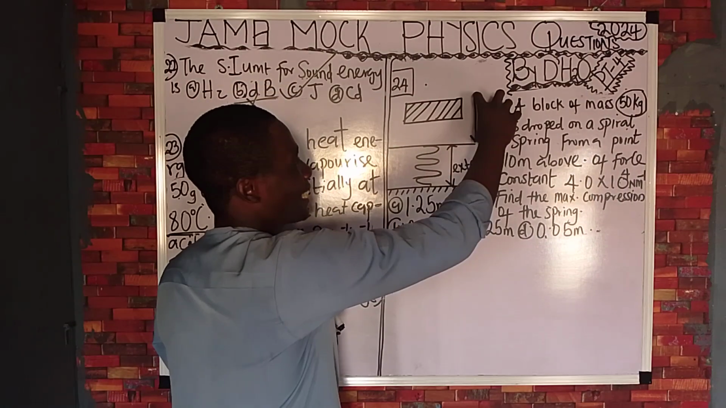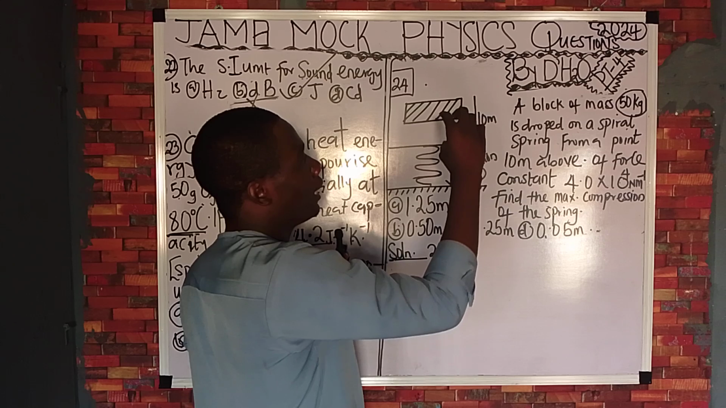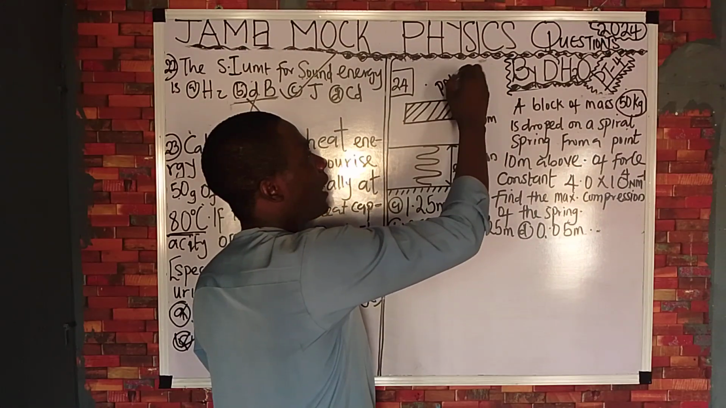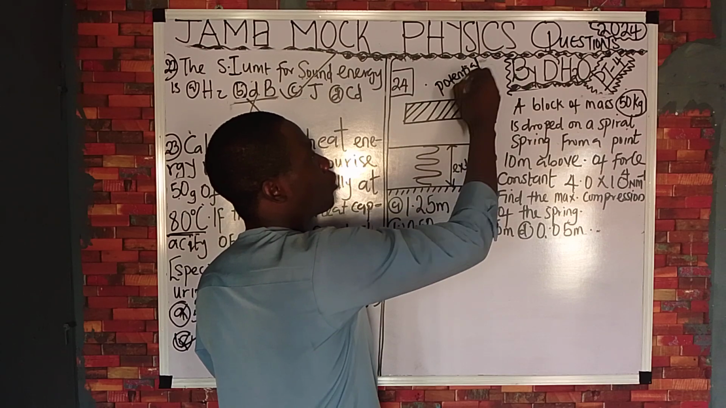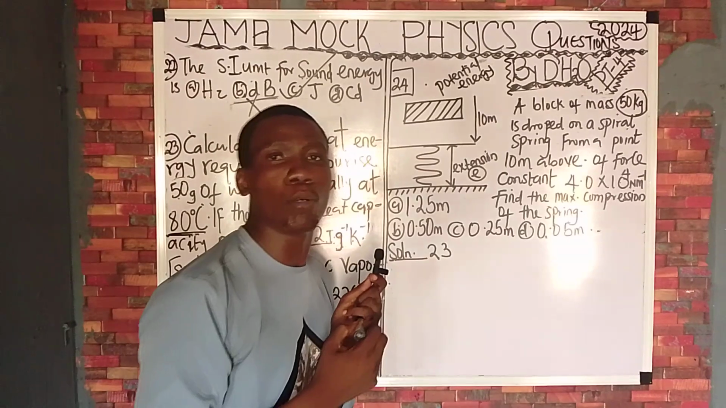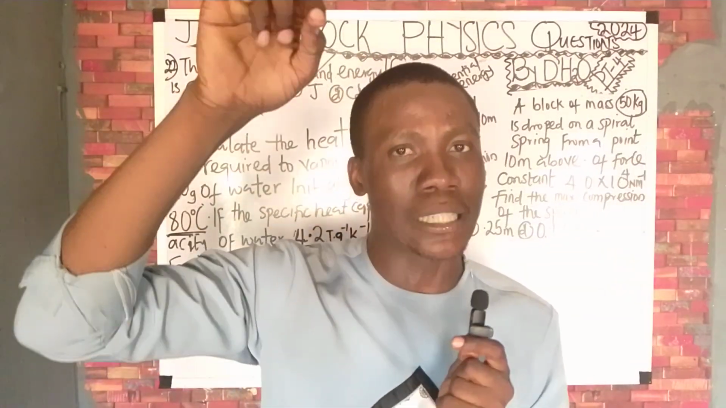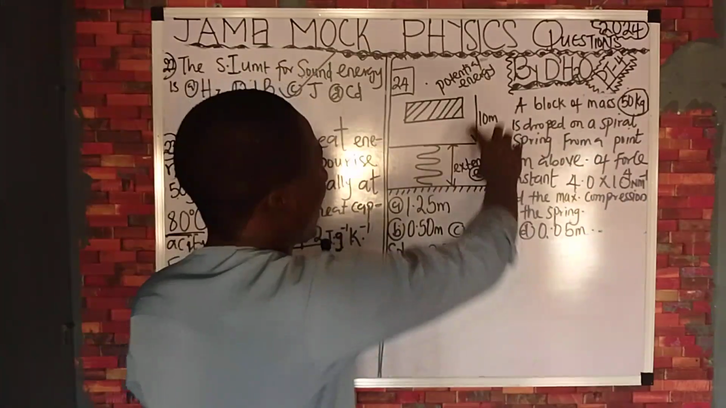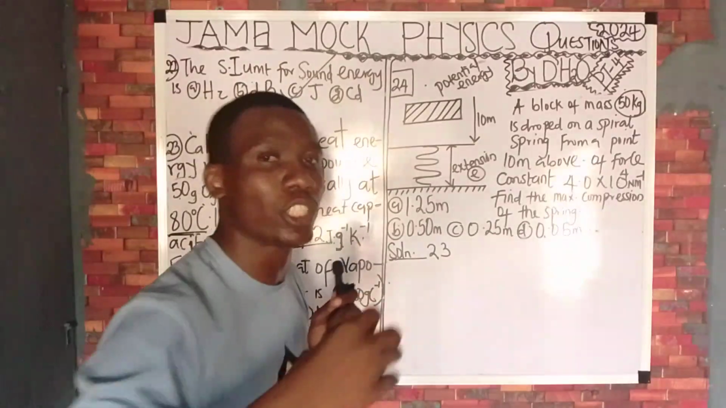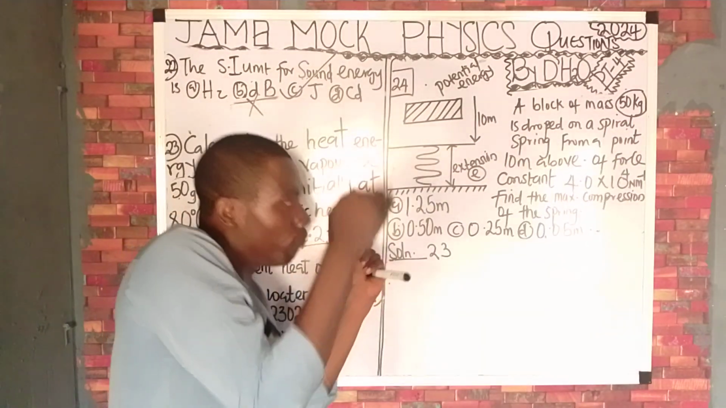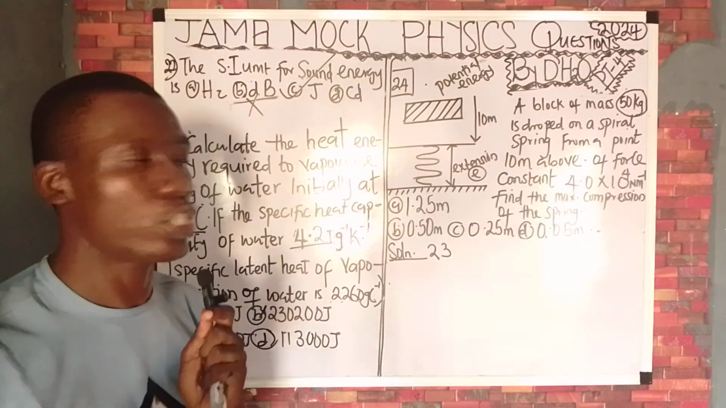Because height was mentioned in this question, the energy here must be potential energy. If they had measured speed, the energy would have been kinetic energy. Remember, potential energy is the energy due to height, while kinetic energy is the energy due to speed. So in this place, because height was mentioned, it is your potential energy that is converted to elastic energy by compressing the spring.